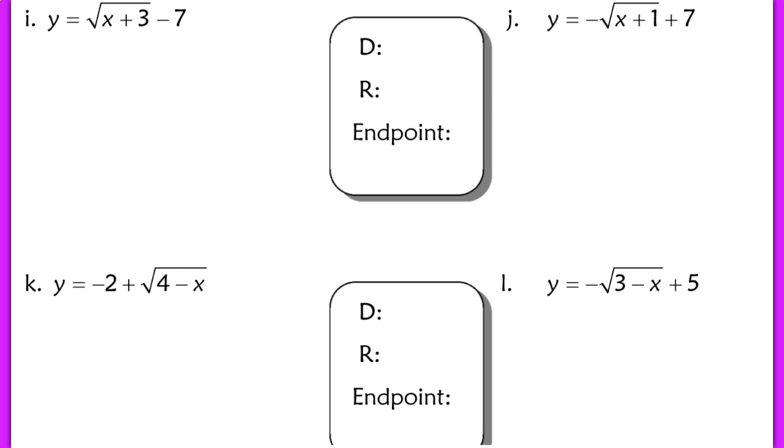Now our next example has no reflections because we don't have a negative on the outside or on the inside of the radical. However, we do have x plus 3 here. So remember, this is going to shift it the opposite direction. So we're going to go left 3 units.